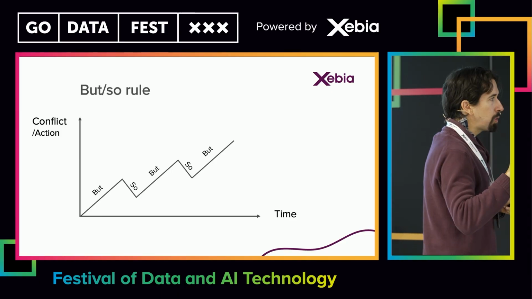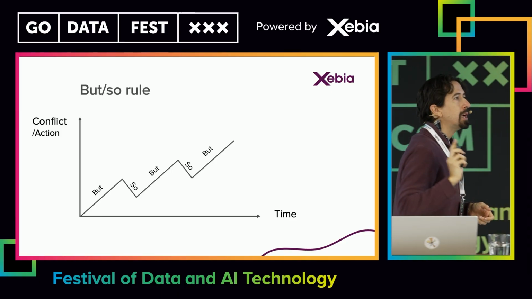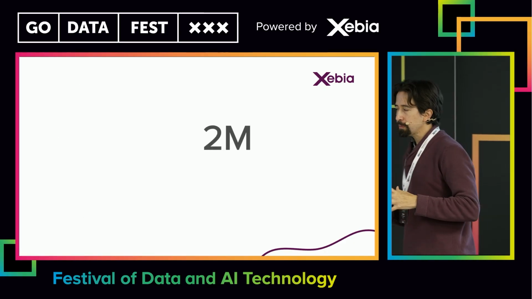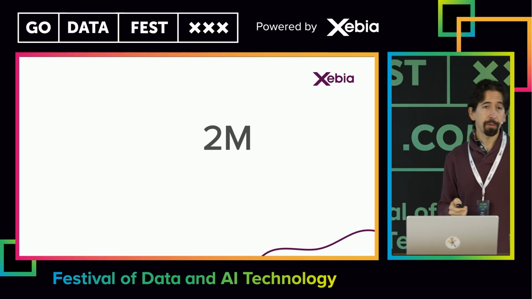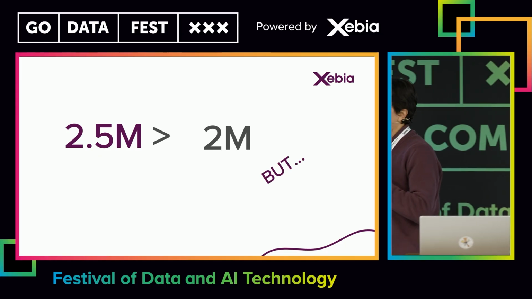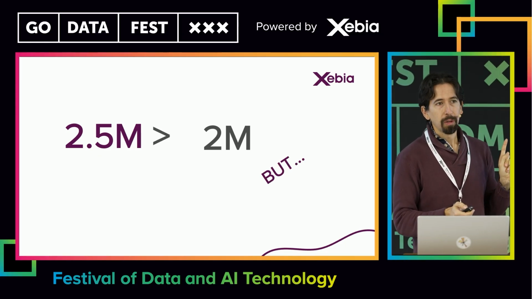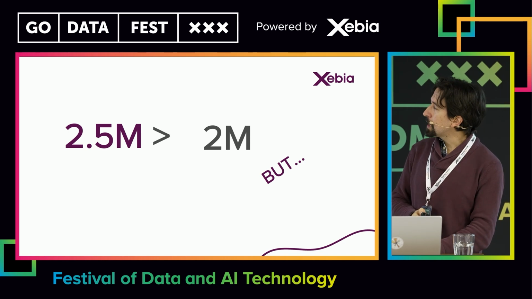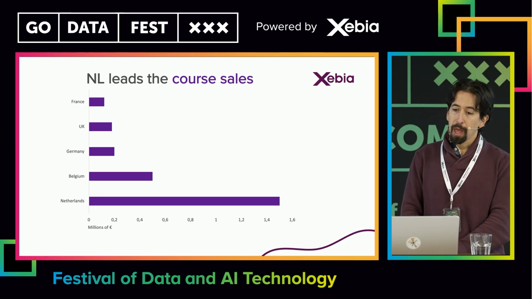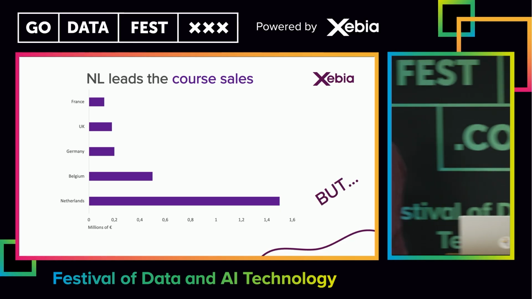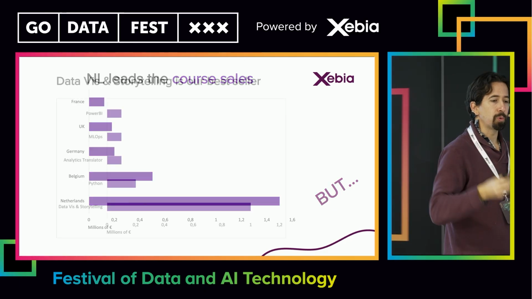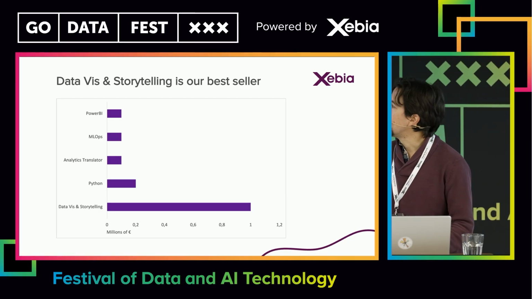So let me show you what we would do in a typical data presentation. Let's say that we wanted to sell courses and the target for this quarter was 2 million. But actually, the result that we got was 2.5 million, so very good. But actually, the distribution was not homogeneous depending on the countries, right? There was actually a big concentration in the Netherlands. But even within the same country, even within the Netherlands, we sold so much, there was still a heavy polarization towards, let's say, data visualization and storytelling.